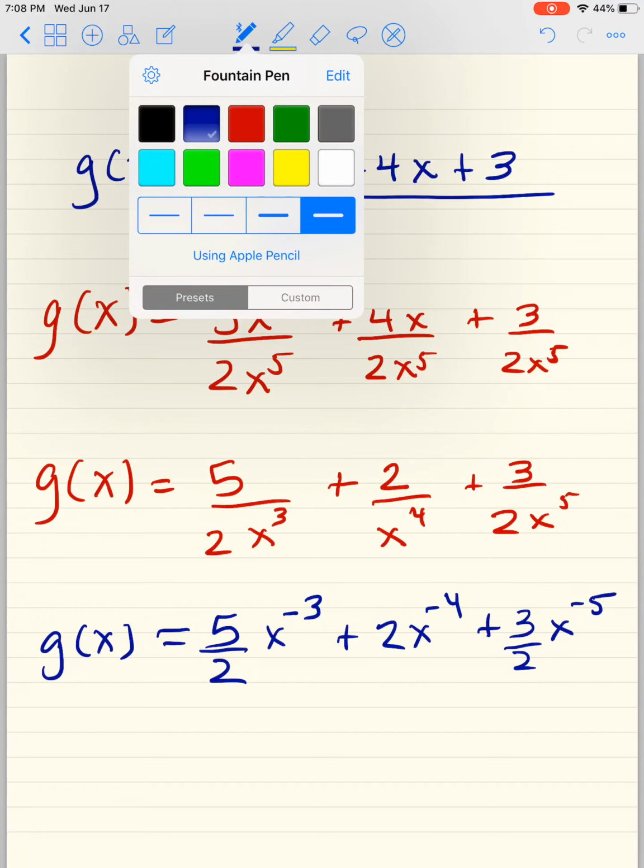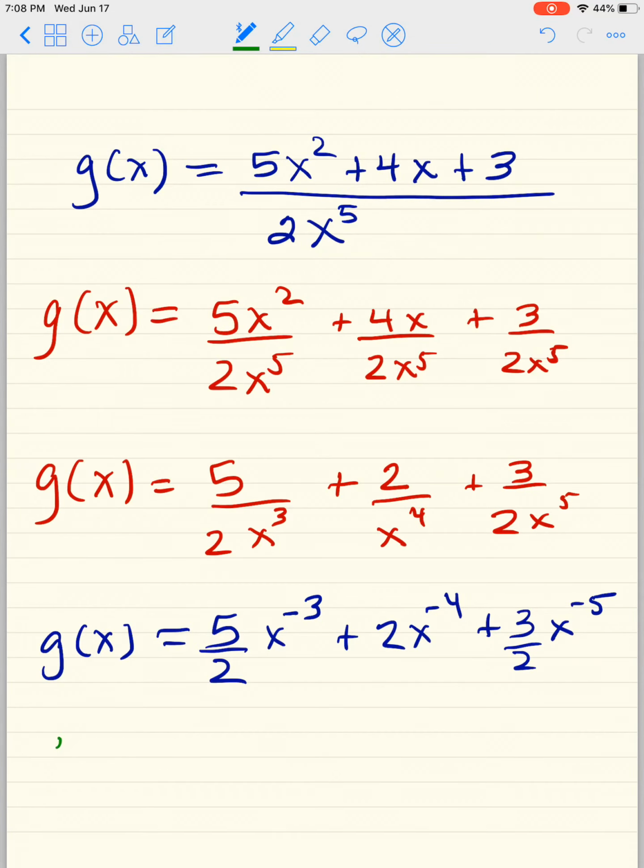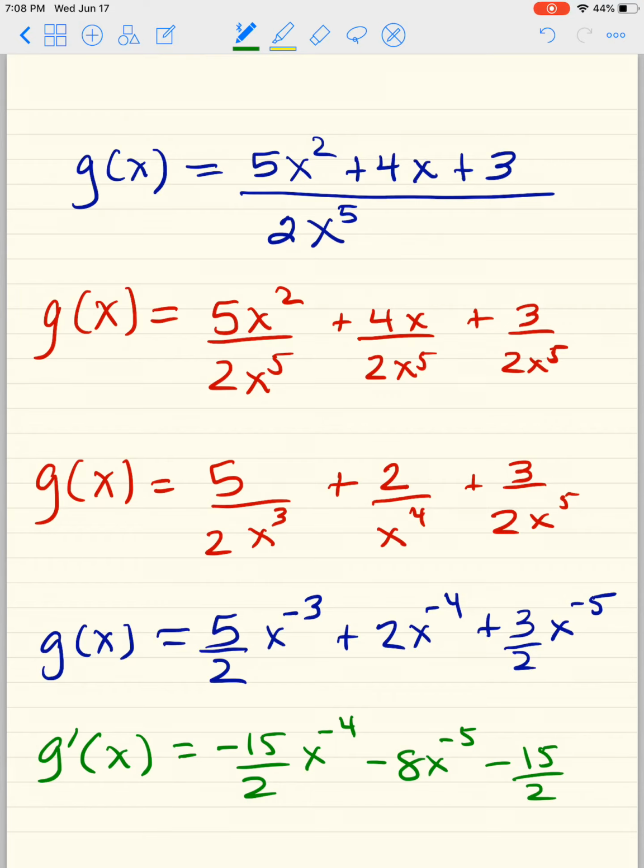Now it looks like I can do the power rule. So, g prime of x. So we got 5 halves times negative 3. So that's going to be negative 15 over 2, x to the negative 4. Then I have negative 8, x to the negative 5. Then I have negative 15 halves, x to the negative 6.